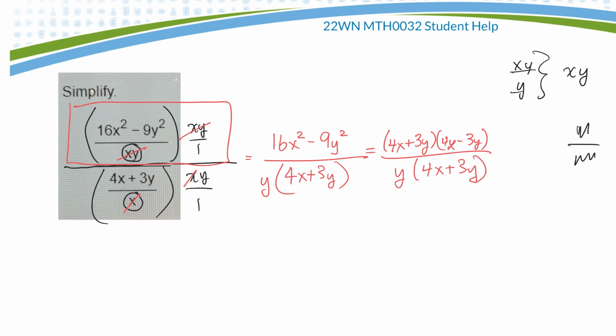So when I look at the bottom, I have the same thing there, so this cancels with that. My final answer will just be 4x minus 3y over y.